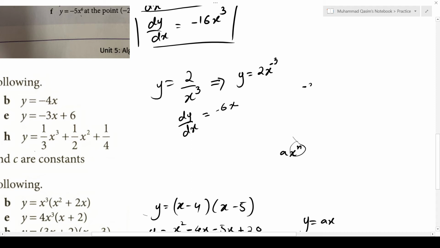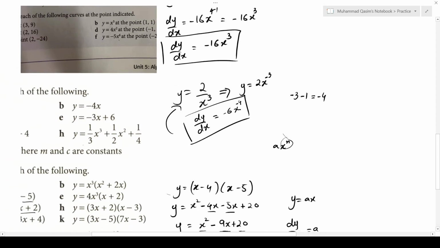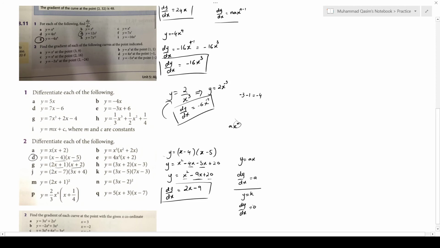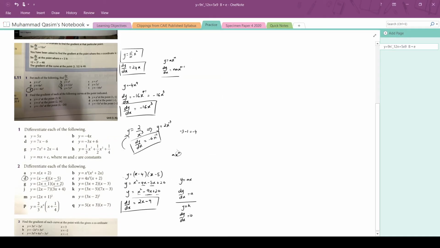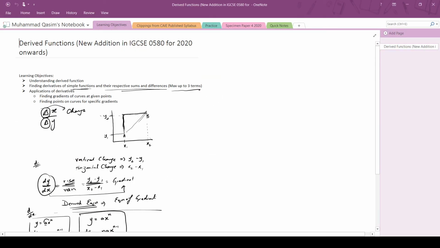So in this case I have my negative 3 as a power of x. When I reduce this by 1, I'm going to get minus 4, so x to the power minus 4. So this is the derivative of y equals 2 over x cubed.